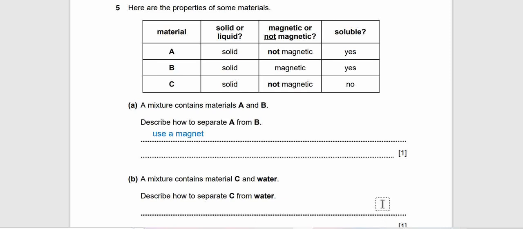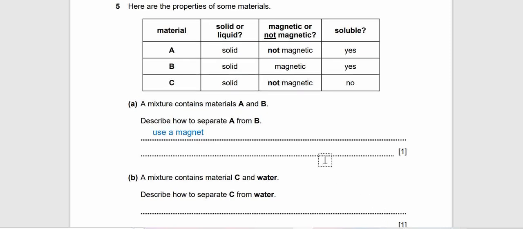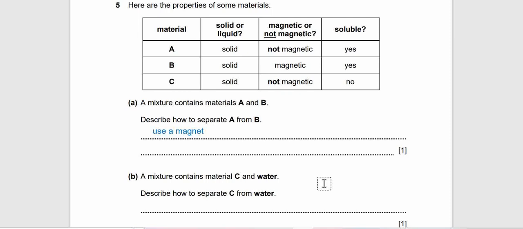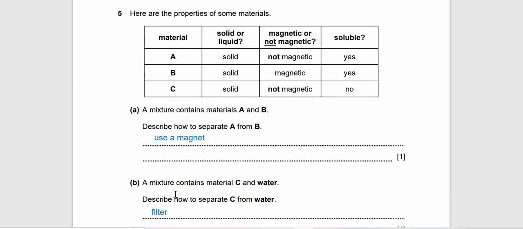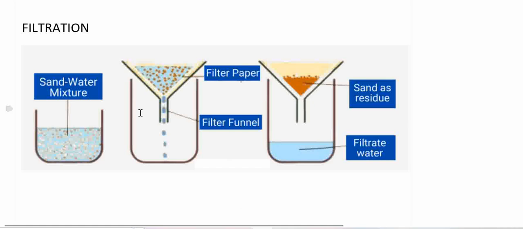9, 1. All right, guys, if you have not finished, you may pause this video. Let's open up the answer. Okay, so we can filter because C is not soluble in water. We can filter to separate C from water. Let's check the pictures. Here we go. This is the process of filtration.